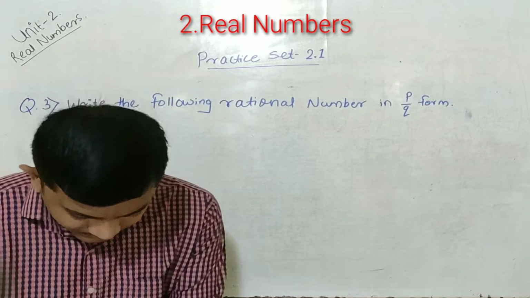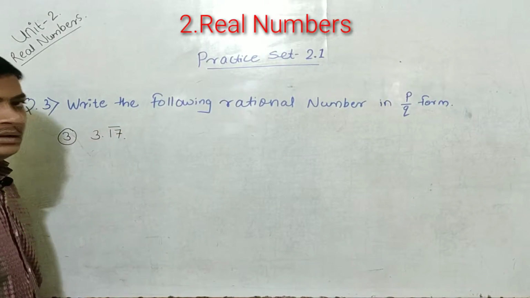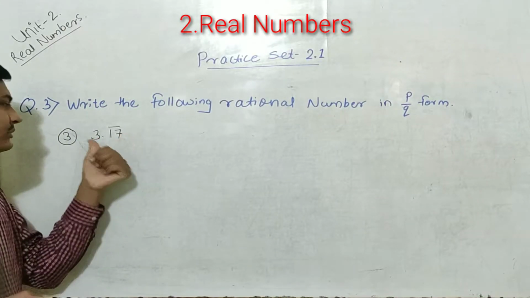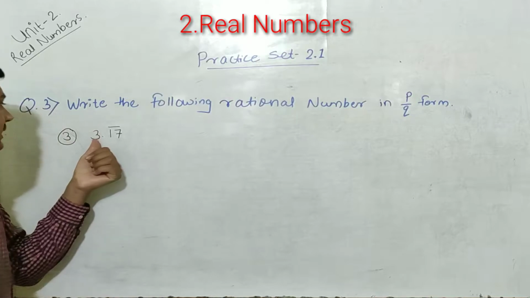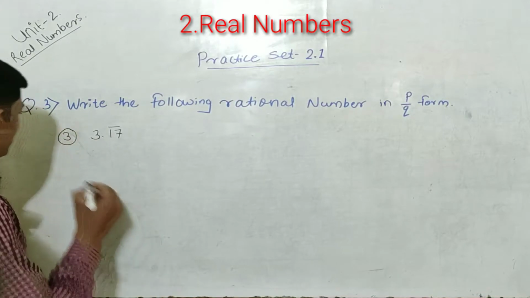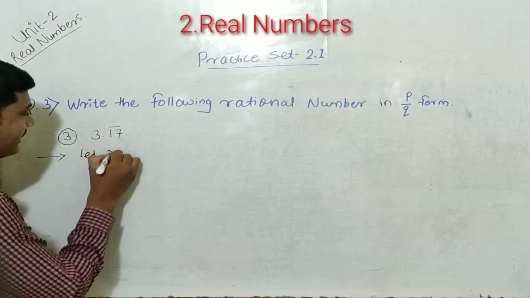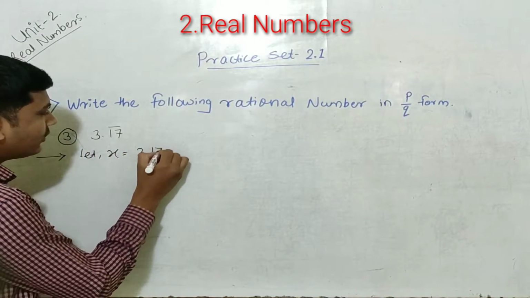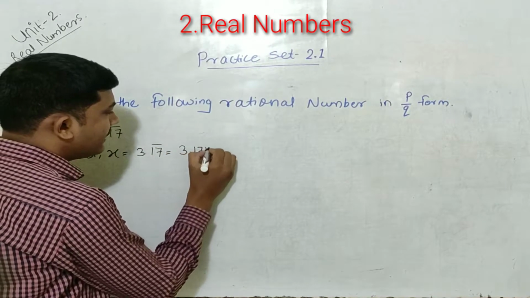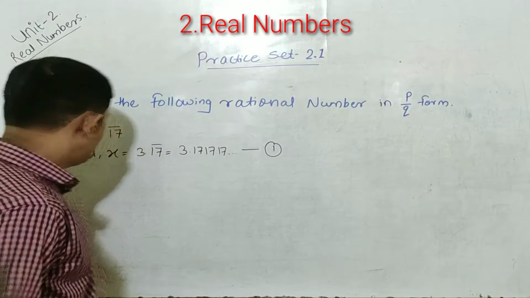Third example is 3.17 bar. In the first and second examples, we have seen numbers given in the format of 0 point something. Here the left side of the decimal point is not 0, that is, a non-zero number. So let x equal 3.17 bar, or simply we can say 3.171717 dot dot dot. Say it as equation 1.